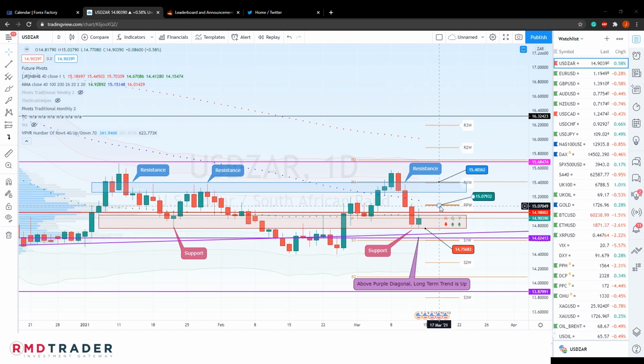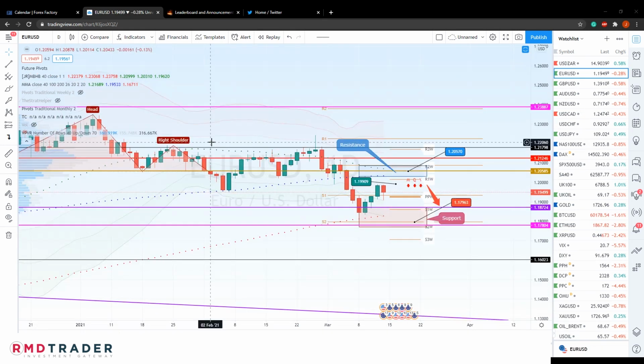Our swing level can be found at our weekly pivot at about 1507, coinciding with that daily 100 SMA, and a break above that could then see us head back towards resistance at about 1540, with a break above that seeing us continuing into this uptrend.